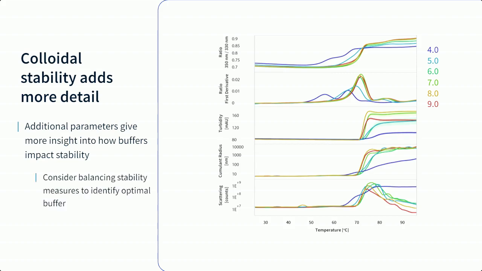So depending on the data, it may be necessary to balance all of these different parameters to find the optimal solution. Or to put it another way, it might be worth selecting a buffer with slightly lower conformational stability to get an improvement in colloidal stability. But the nice thing is you get all of these parameters in a single experiment, which makes it easy to get the data you need to identify optimal formulations.